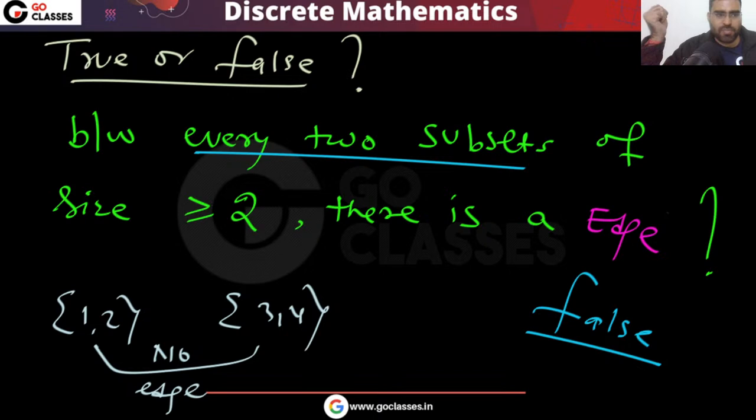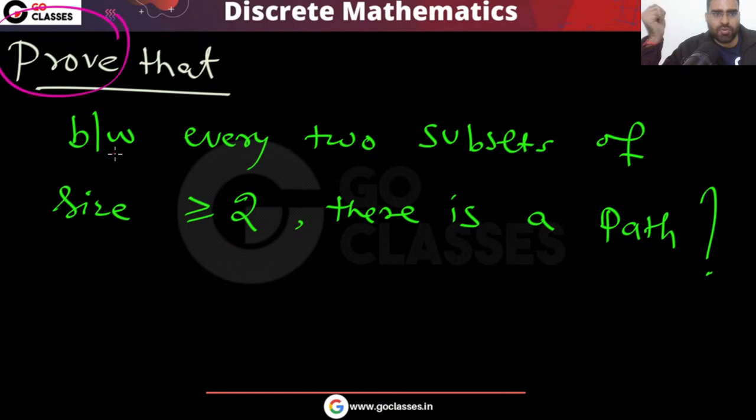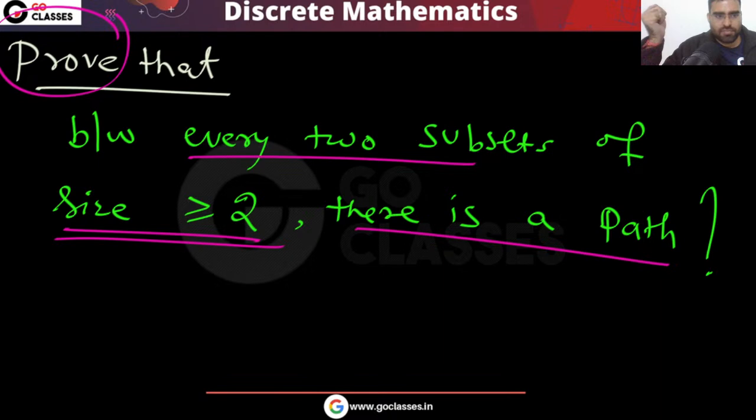But what about this statement then? This is what we have to prove: that between every two subsets of size greater than or equal to 2, there is a path. So how to prove it? See, very easily you can prove.